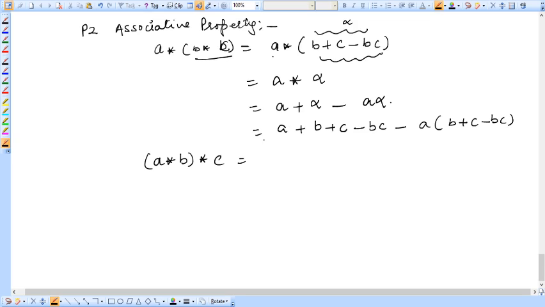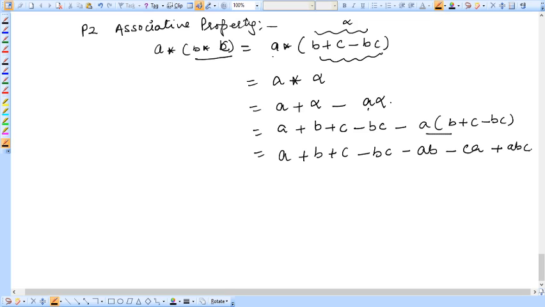Okay, so one more time, simplification: A plus B plus C minus BC minus AB minus CA plus ABC, right?